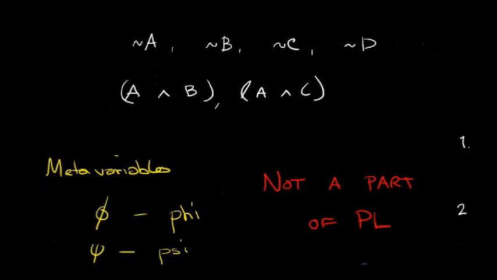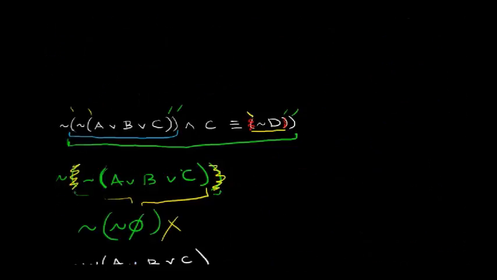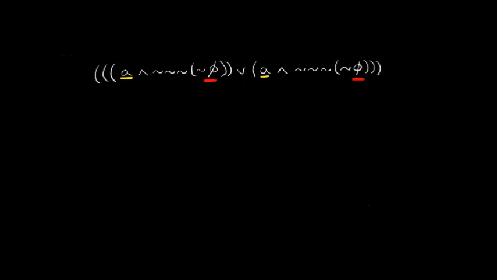So back at the very beginning I said metavariables are not a part of PL. So that means that they cannot appear in any well-formed formula of PL. Although they can be used to describe various well-formed formulas of PL, they cannot themselves be a constituent part of any well-formed formula. So here we're going to need to get rid of the phis, and if we want it to be well-formed, replace them with sentence letters.